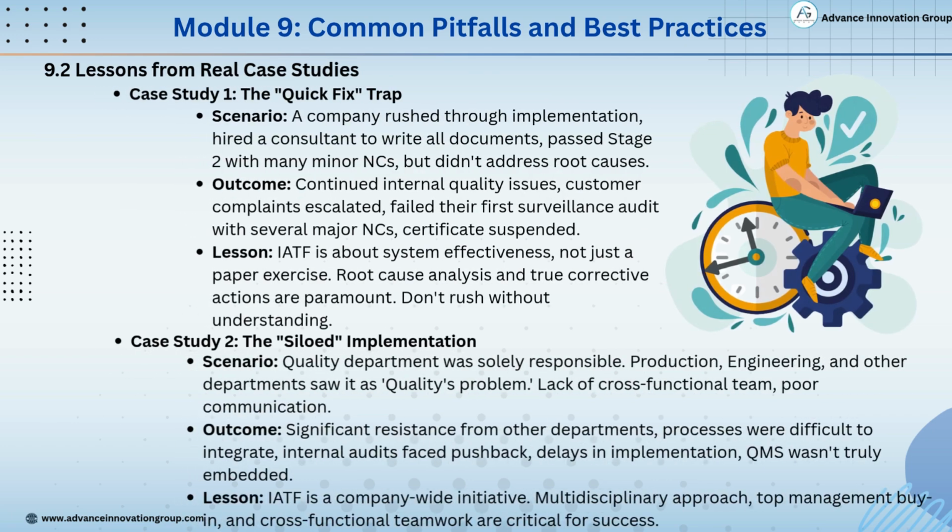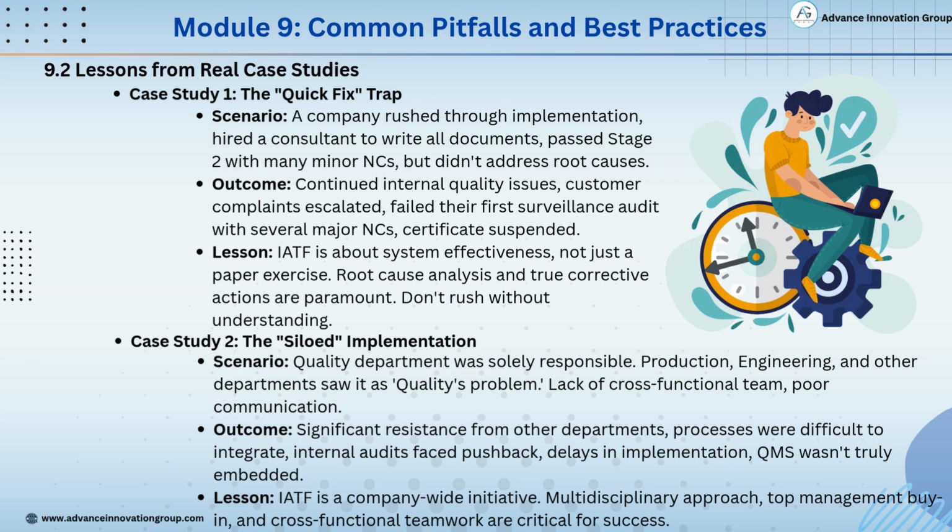This slide presents 2 real-world case studies to highlight common pitfalls during IATF implementation and what lessons can be drawn from them. Case Study 1. The Quick Fix Trap. Scenario: a company rushed their IATF implementation by hiring a consultant to write all the documentation. They passed the Stage 2 audit, but didn't fix the actual problems. Outcome: internal quality issues continued, customer complaints increased, and the company failed their first surveillance audit, resulting in suspension of their certificate.